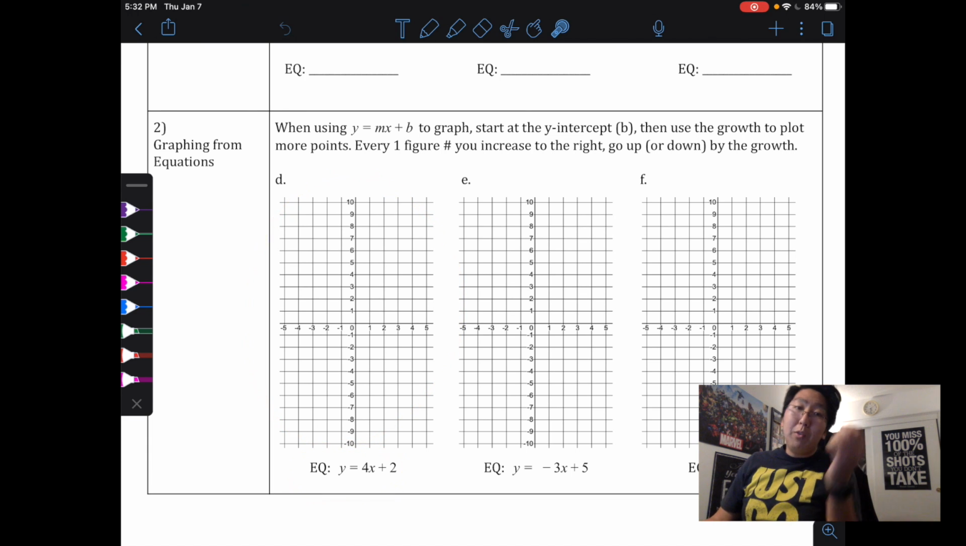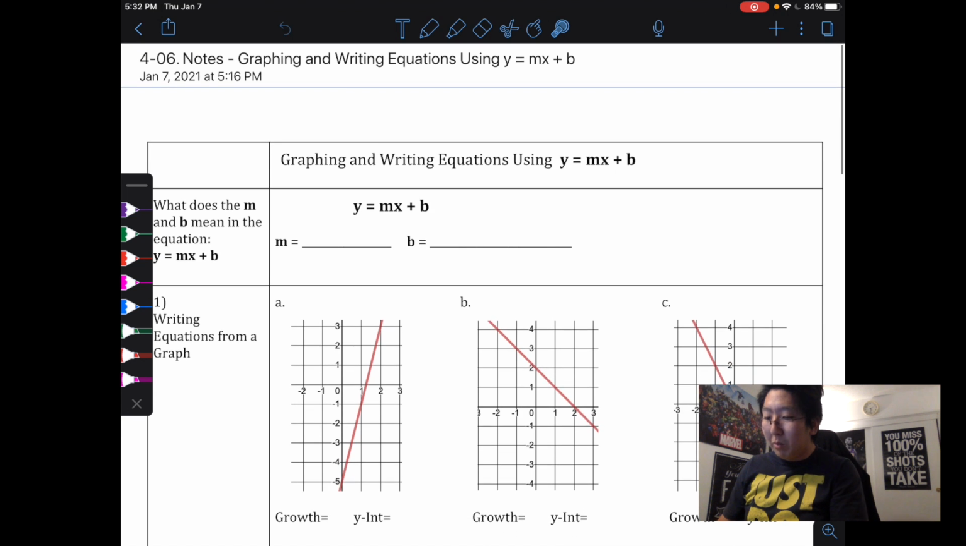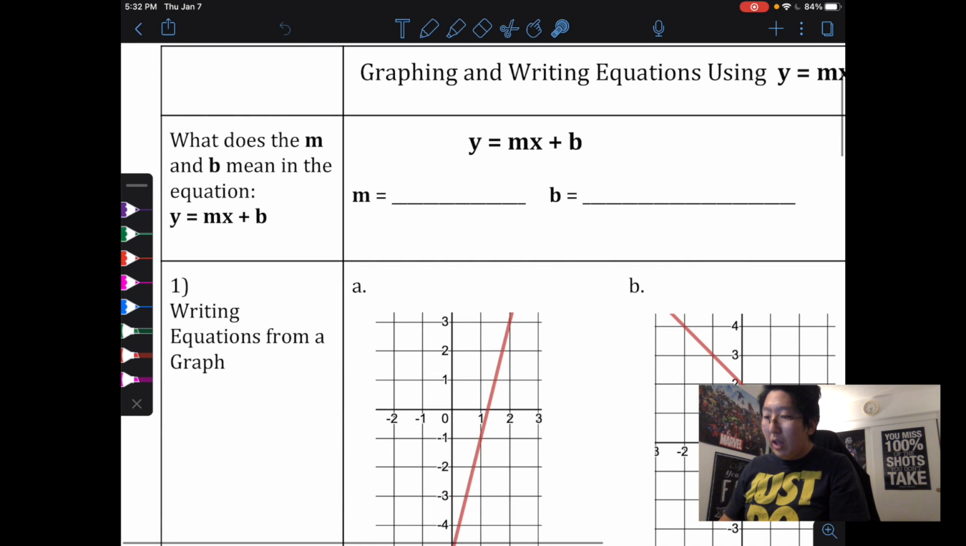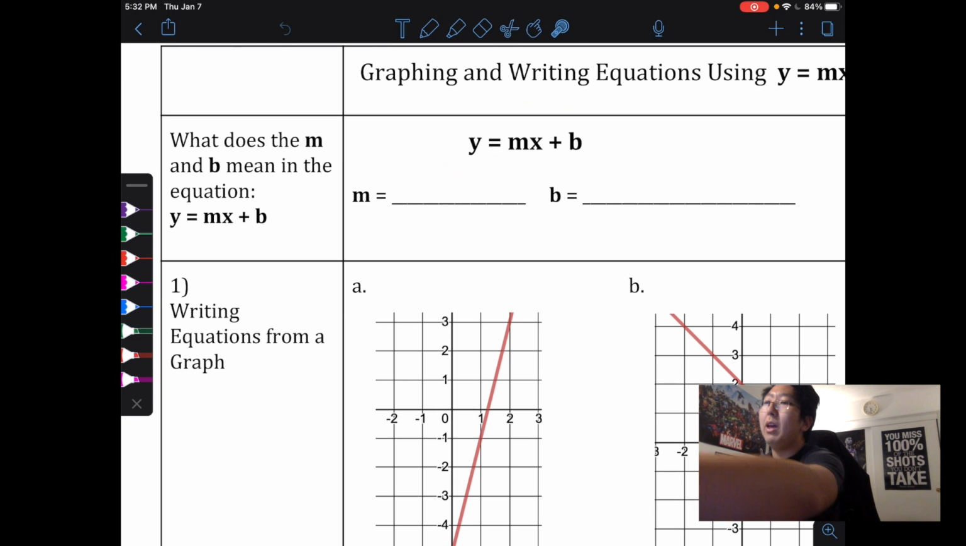Now, if you understand y equals mx plus b, that's the equation for linear equations. So right here we can take all lines and write it in the form y equals mx plus b.